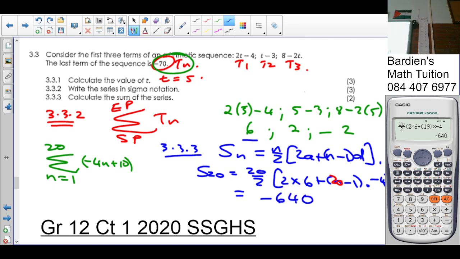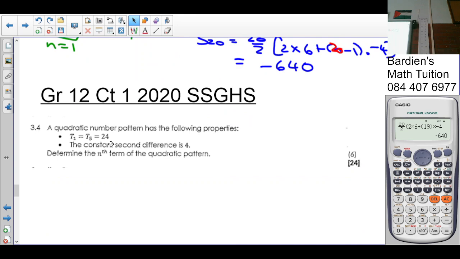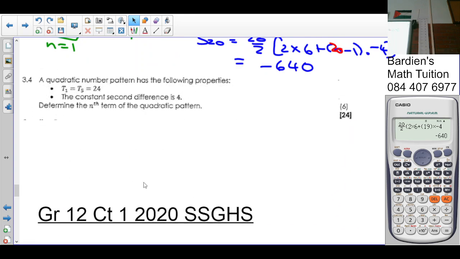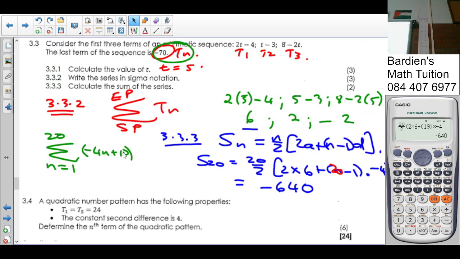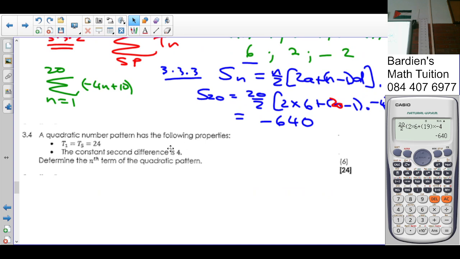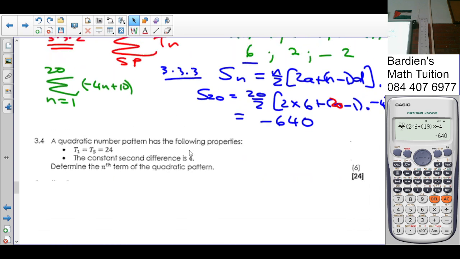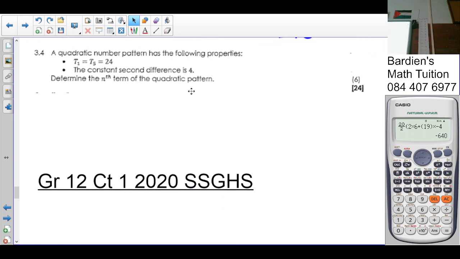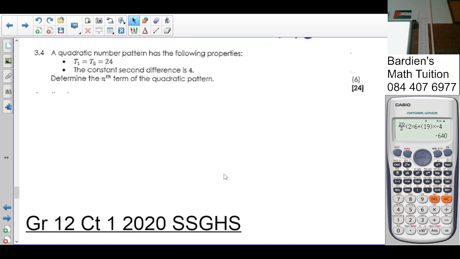Alright, in 3.3.4, however, we are told that a quadratic pattern has the following property. Oh no, this is not dependent on that. Okay, if I knew this was not dependent, I would have stopped at this point before in the previous video. Okay, I thought this was part of it. Okay, 3.4, we are told the quadratic number pattern.